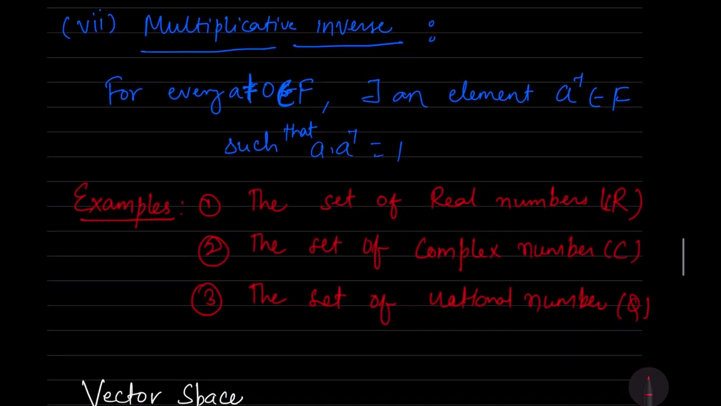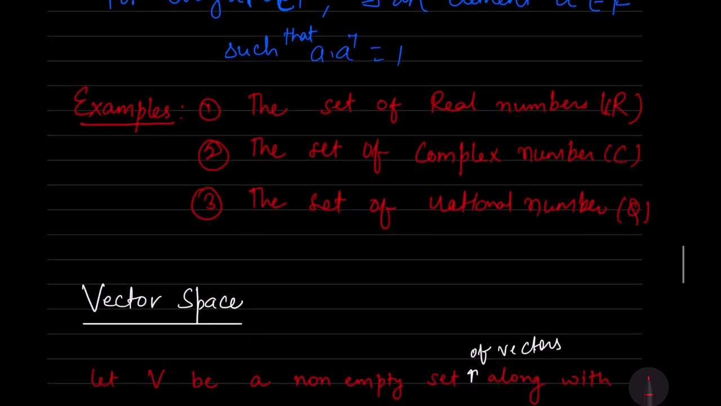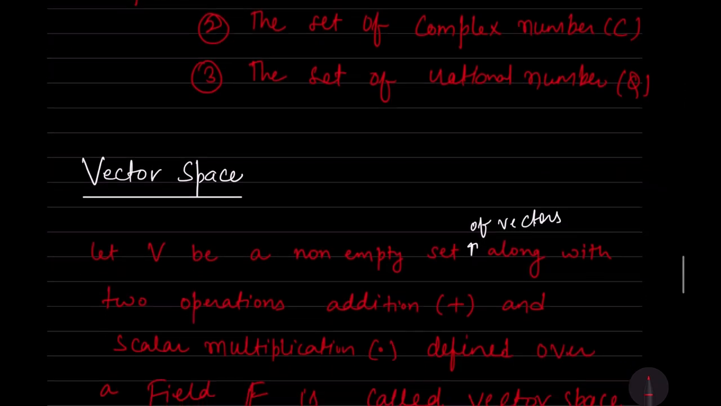Okay, so these are the examples. The set of real numbers satisfies all these properties. So the set of real numbers is a field. The set of complex numbers is also a field, and the set of rational numbers is also a field.